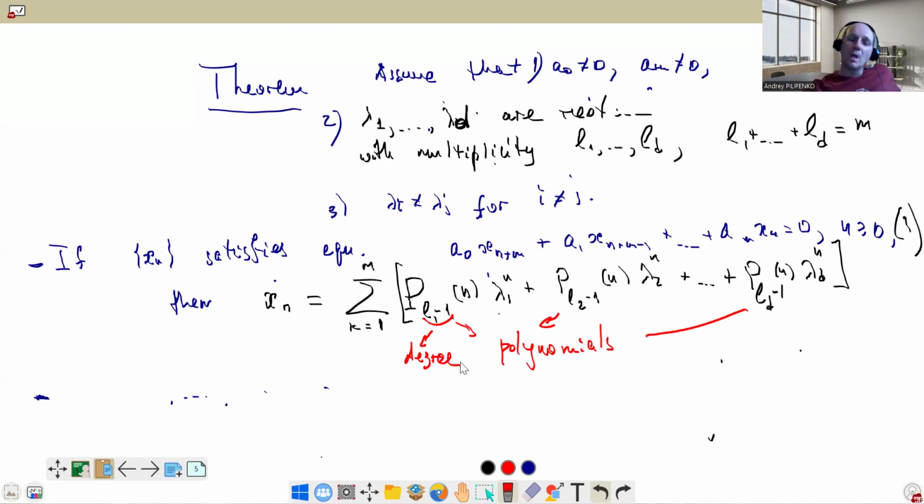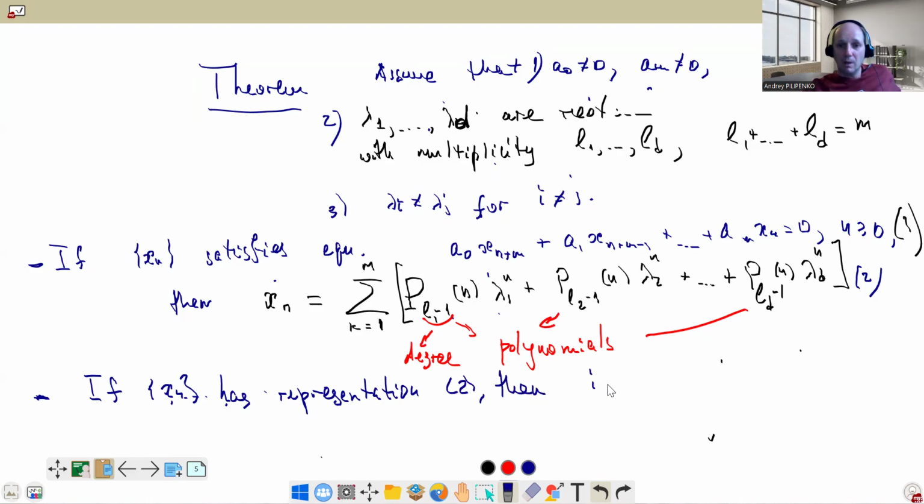And the second part is this: if xn has representation 2, then it satisfies equation 1. And again, the homework is to prove this theorem. Well, but it is not so difficult.